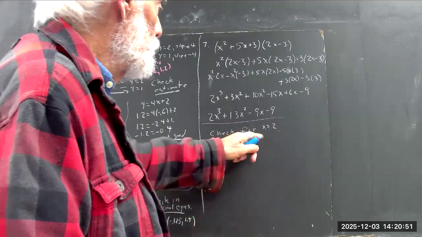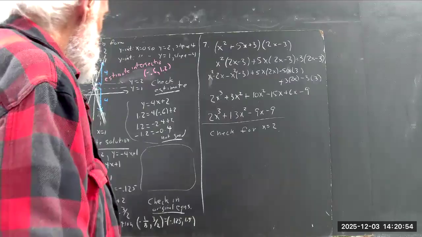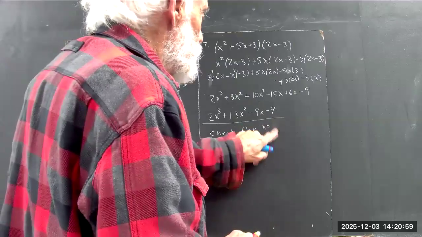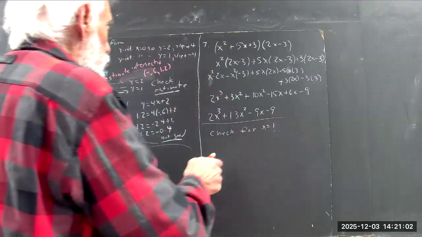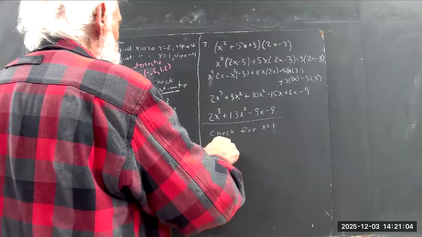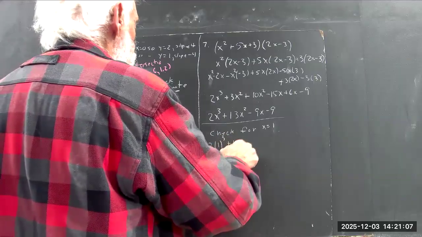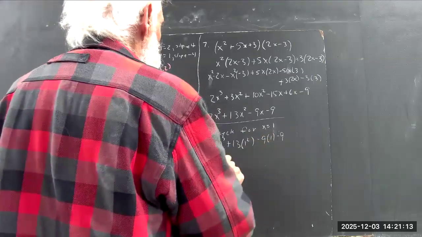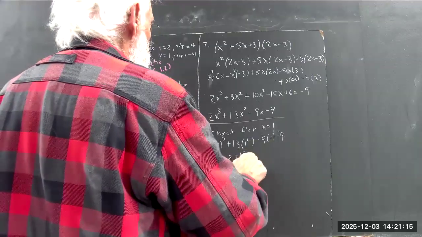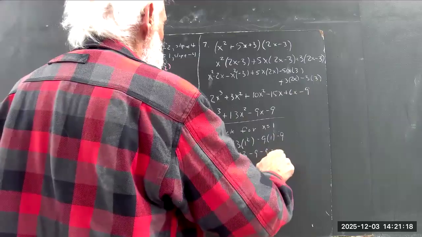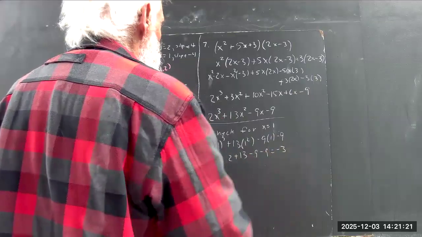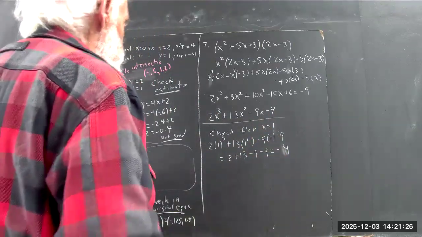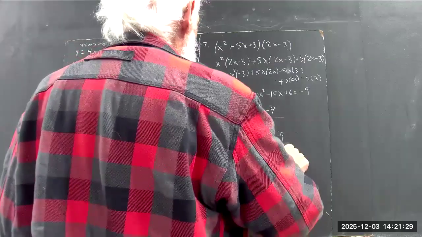Now, we could check for x equals 2, and we would find that it doesn't match. I just checked for x equals 1. So I'm going to say we check for x equals 1 just to write it out. Got -3 a minute ago. The reason I got -3 is because it is -3.